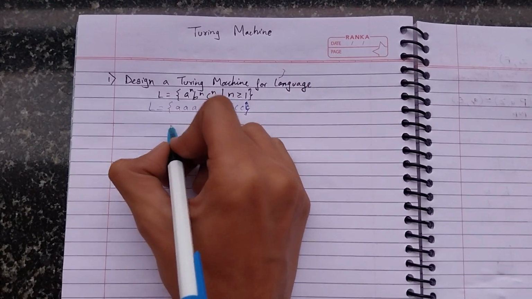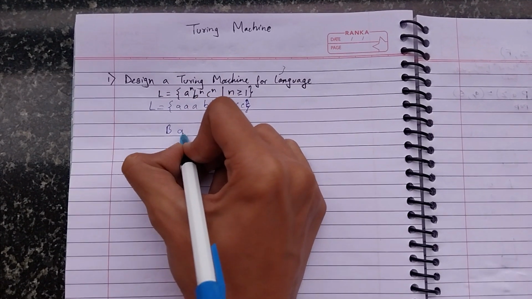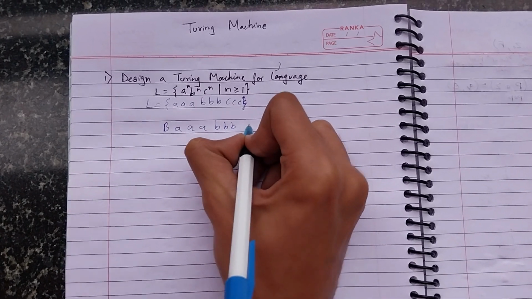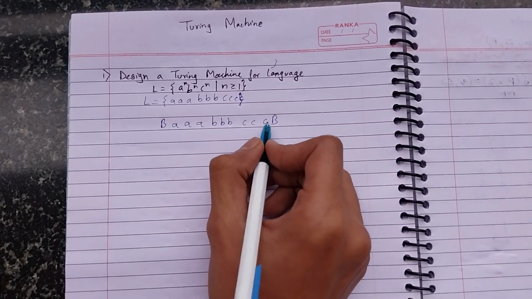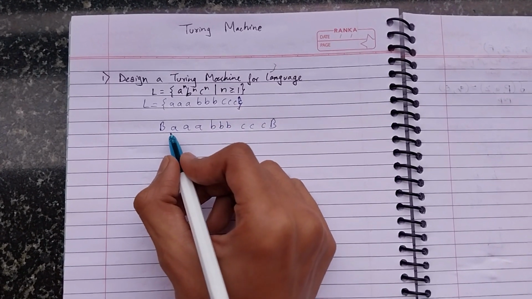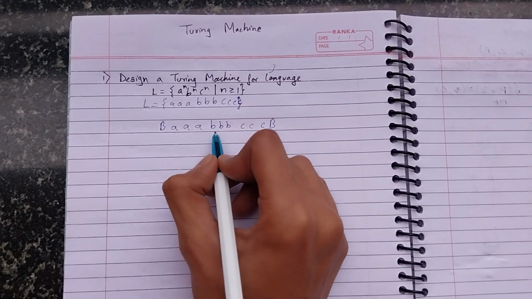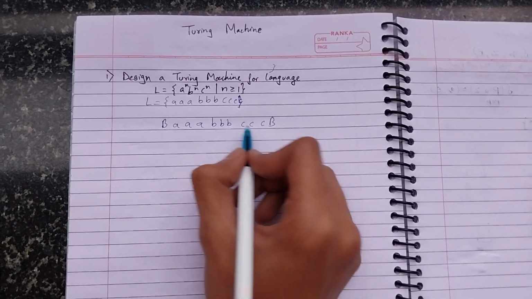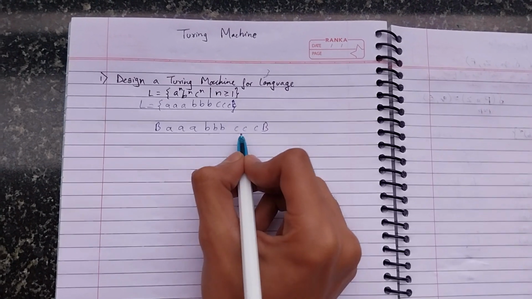First I'll write it this way, with a blank appended to both ends. Now I need to change symbols: if there is a, I will change it to x, b I will change to y, and c I will change to z. I will do this in many iterations. Here I will do it in 3 iterations and solve it.